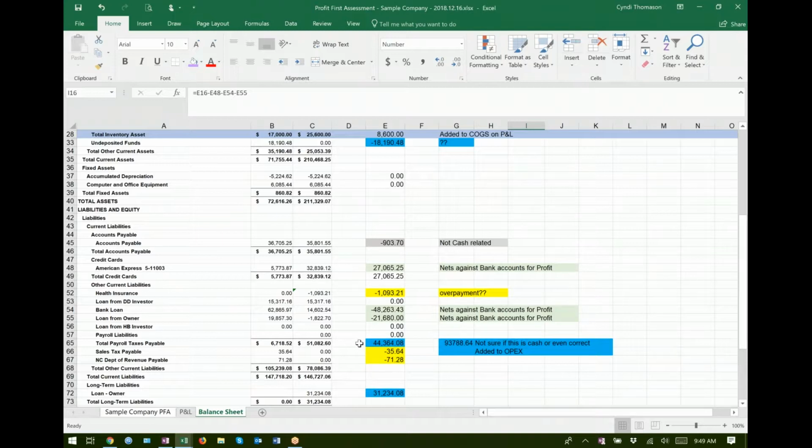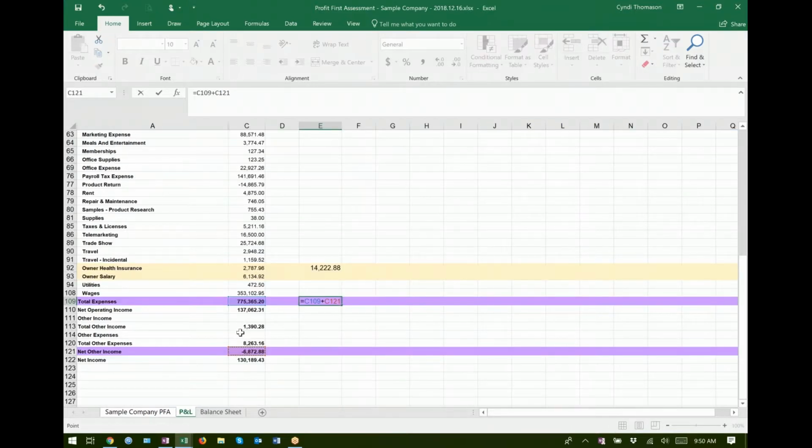I'm not able to tell exactly how this business is handling payroll taxes, whether they've actually withheld that money to be paid later or whether that money has already left the business. Some minor sales tax payable recorded here. And then finally, there's a loan from the owner that we need to pay attention to.